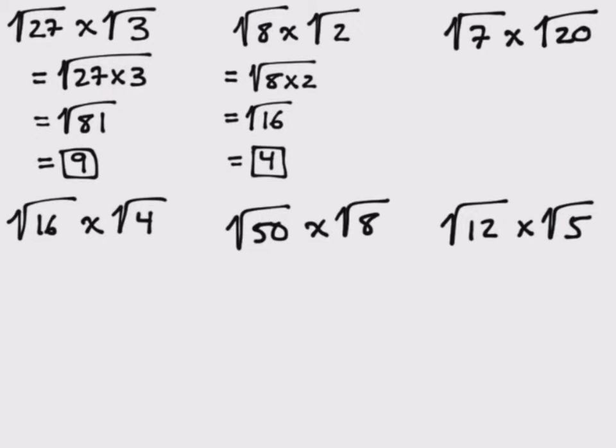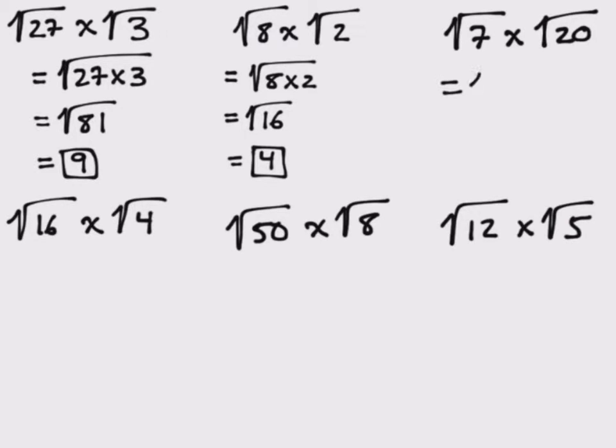All right, last example. The square root of 7 times the square root of 20. I don't know what the square root of 7 is. It's somewhere between 2 and 3. And I don't know what the square root of 20 is. It's somewhere between 4 and 5. And so their product could be anywhere between 8 and 15. That's not very accurate. I don't know.